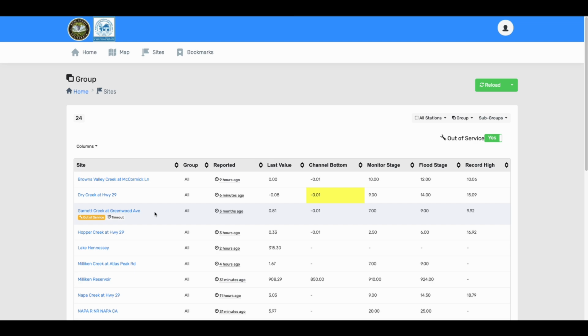This brings us to a table of all the sites being monitored. Its default display is being sorted in alphabetical order by site name. But since it's a table, we can see it can be sorted by any of the columns if we wish to. From the default view, the Hopper Creek at Highway 29 gauge is the fourth one down. Please click on that site.